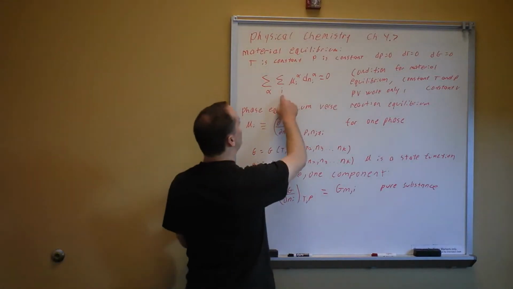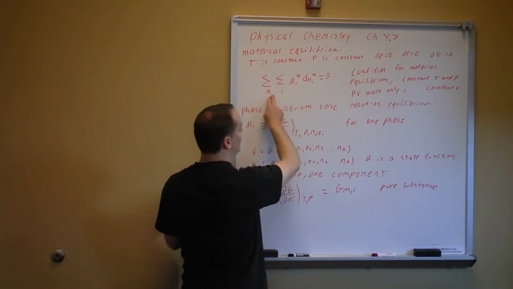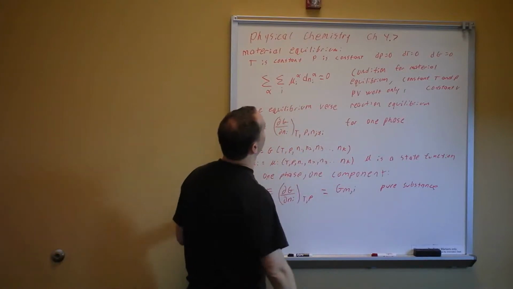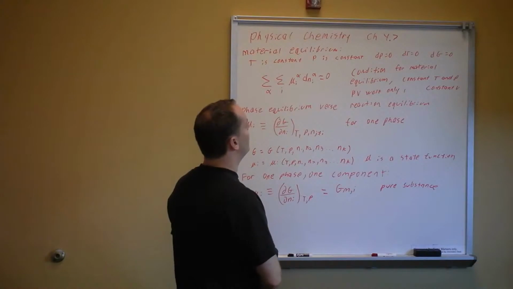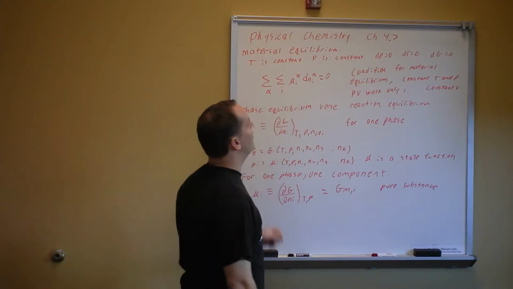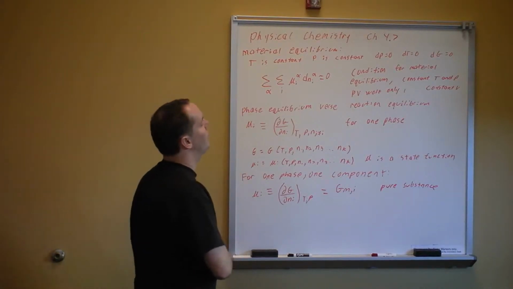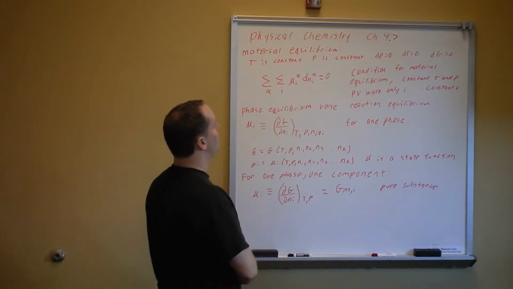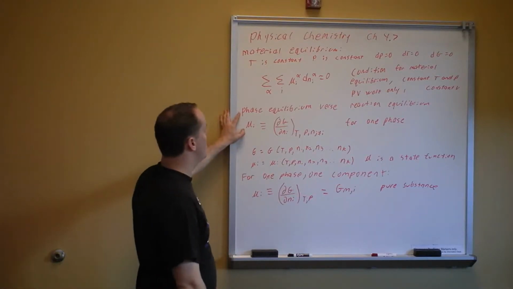So remember this sum: i means all the different substances i in each phase, and then alpha means all the different phases. So we're adding up the chemical potential times the change in the number of molecules, and that has to be equal to 0. This is actually a condition for material equilibrium. It's assuming we're at constant temperature and pressure, though. Otherwise, those other terms from the Gibbs equation wouldn't be equal to 0. And this assumes PV work only, but it works with constant volume too.